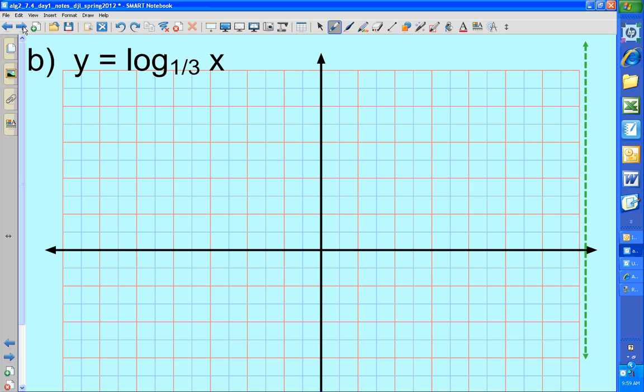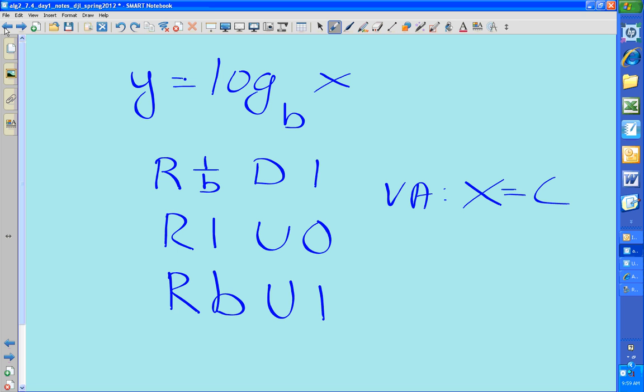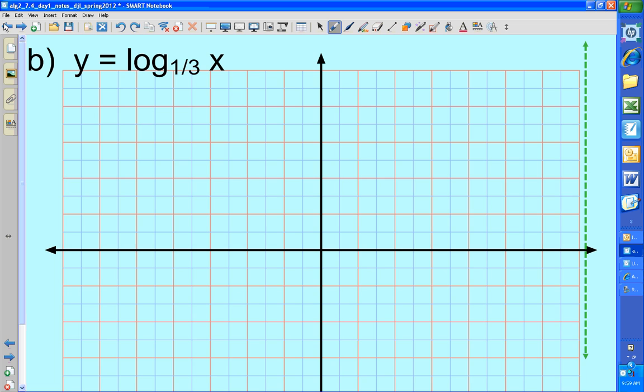Now this is a fractional base. Okay, again, our software has not been updated still, but this is a fractional base. It's a parent graph with no stretching. But it's going to look a little bit different. So you've got to stick to what Jennifer and Christo said with the basic rules right here. Right 1 over b, down 1. Right 1, up 0. Right b, up 1. B is the base. So when we look at this problem, what is the base?